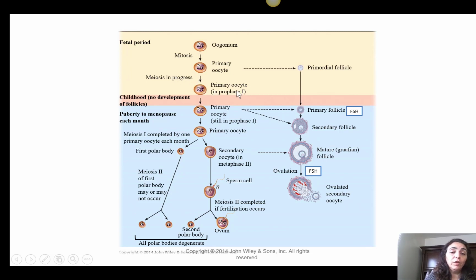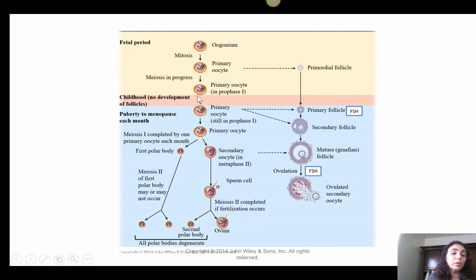When the baby is born, what will happen? Are they going to continue and finish it? Not now. They all remain in prophase 1. The baby is born with primary oocytes that are in prophase 1.